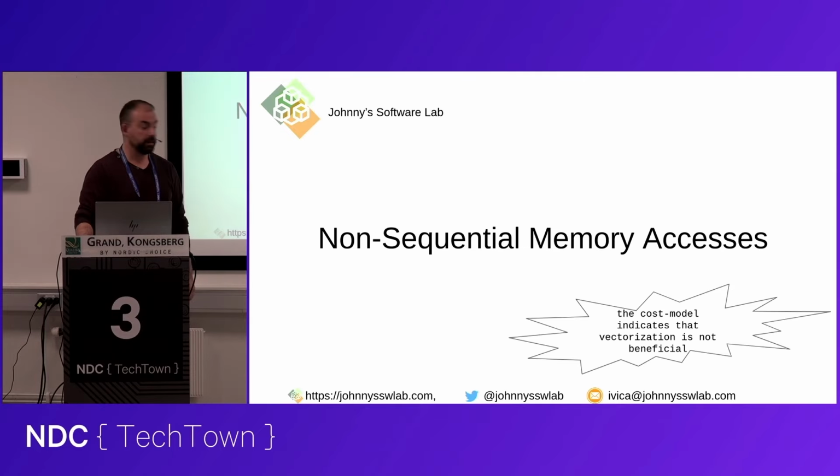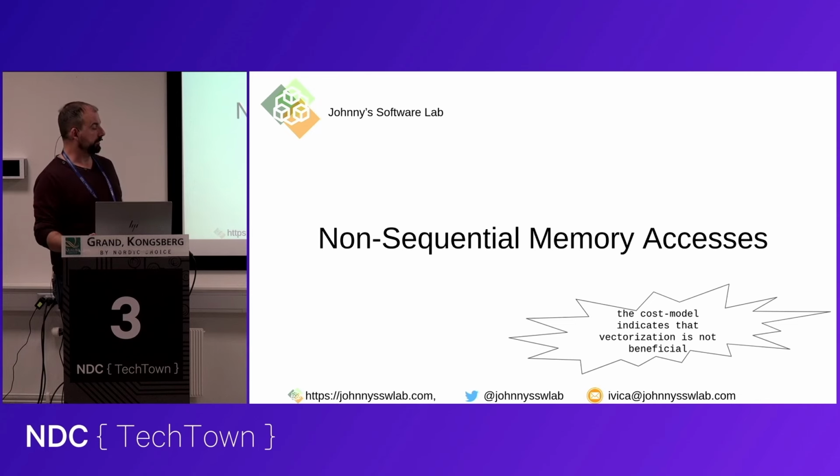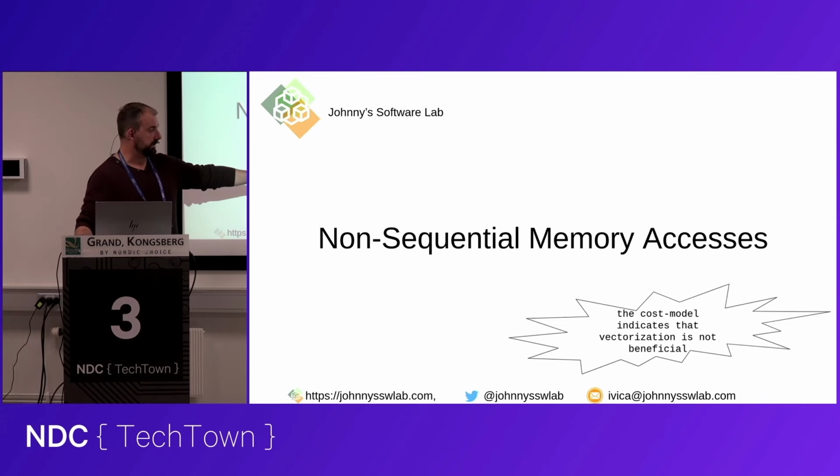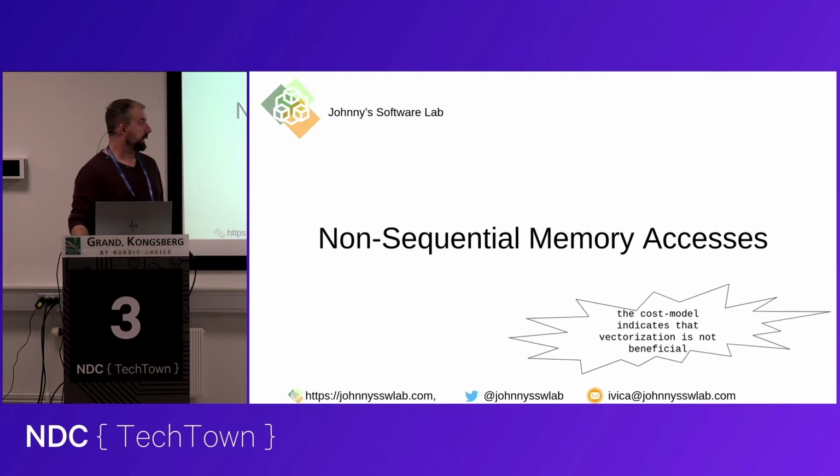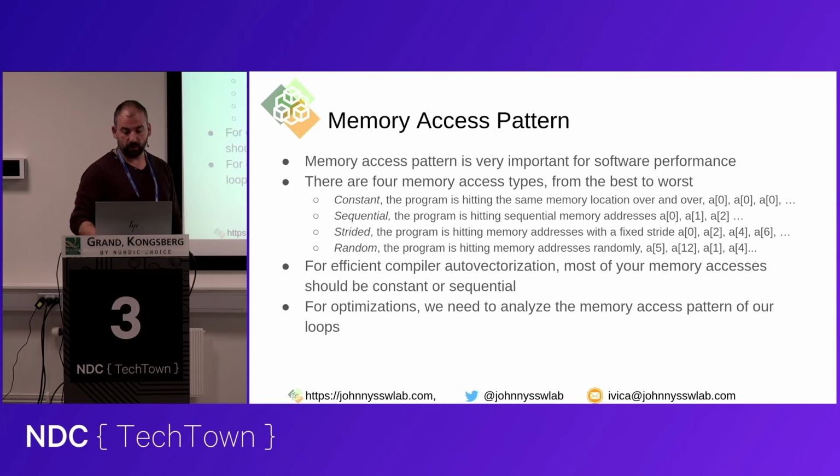So let's go. If you get this message from the compiler vectorization report that says the cost model indicates that vectorization is not beneficial, one of the reasons why you might get that message is because you have non-sequential memory accesses in your loop. So what are non-sequential memory accesses?